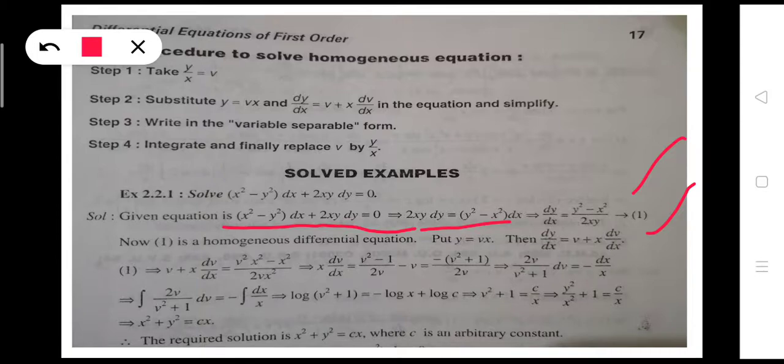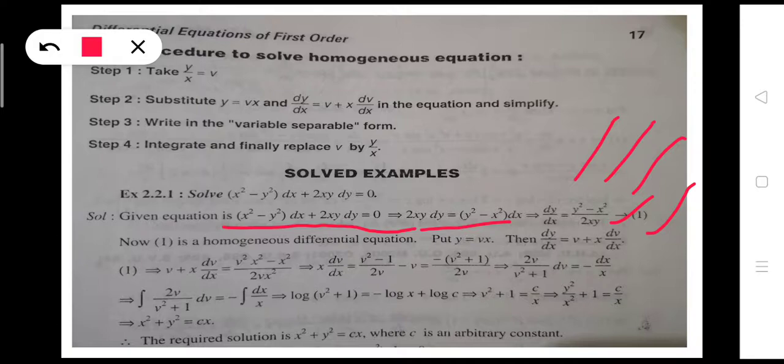Here the degree of numerator and the degree of denominator are both the same, because the degree of numerator is 2 and the degree of denominator is also 2. So the degrees of f of x and g of x are both the same. So then we say that the given differential equation is a homogeneous differential equation.